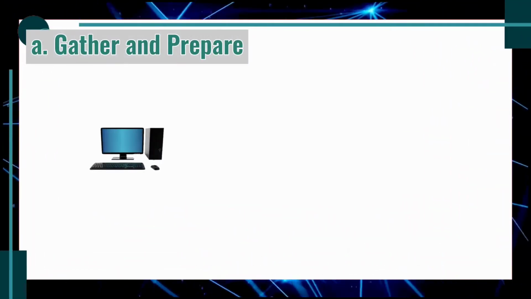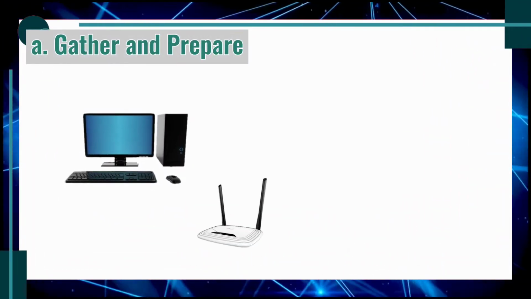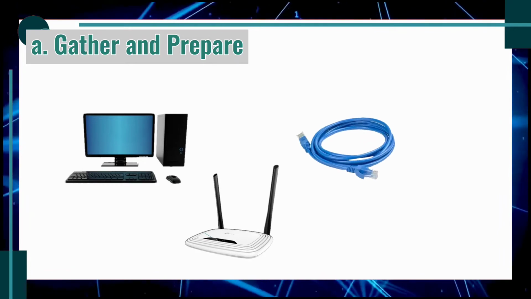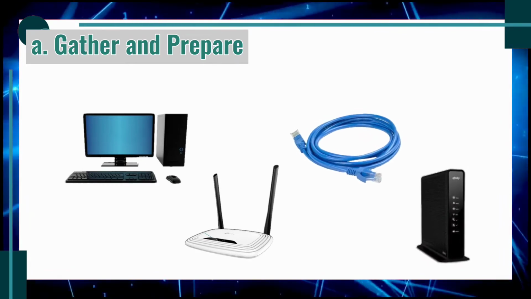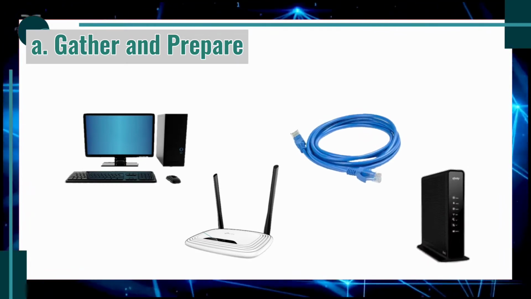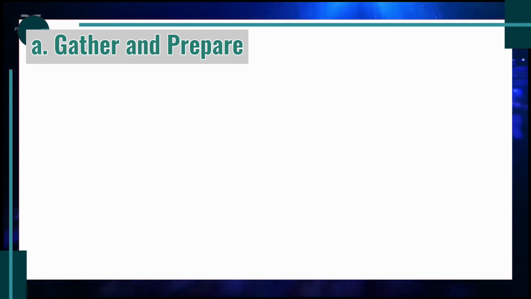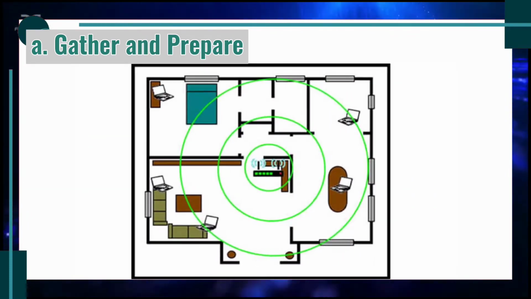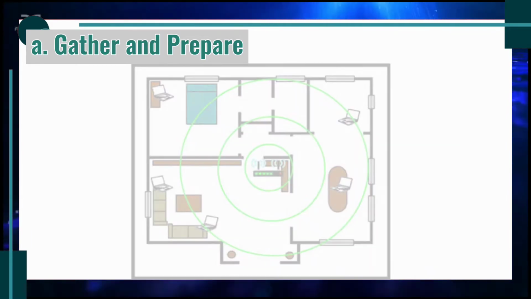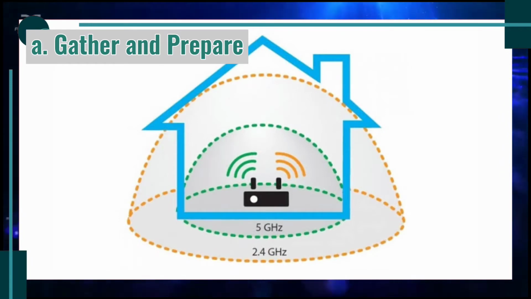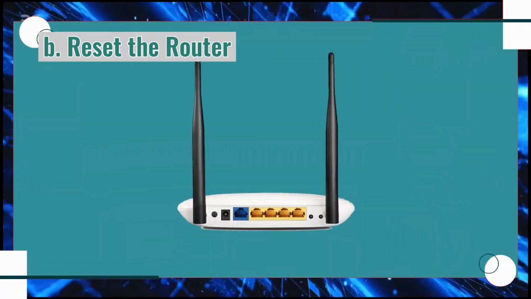The first step in WAN configuration is to gather and prepare the needed materials or devices such as the computer, router, Ethernet cable, and modem or ISP. Plan also where you will place your router. Place it in the central location of your home. If not, you can mount or place it on an area where most of the internet users stay most of the time.